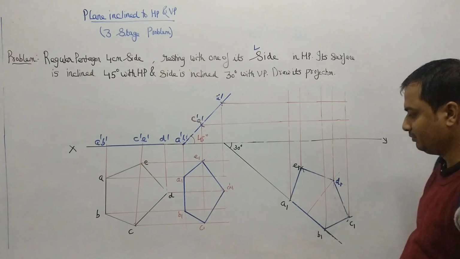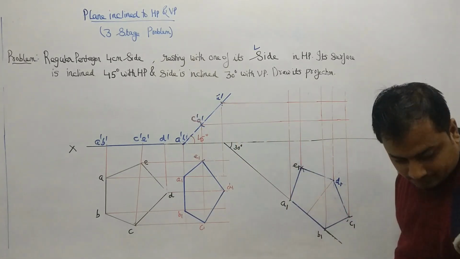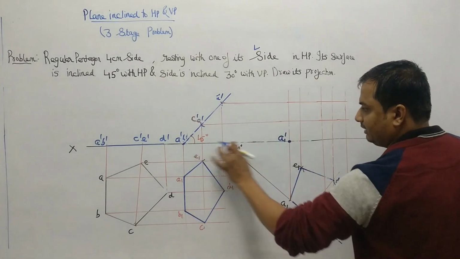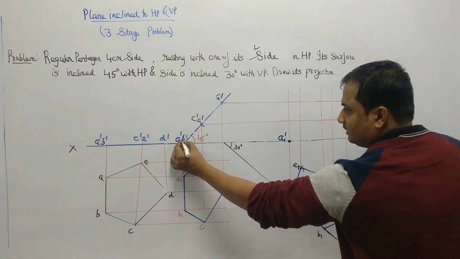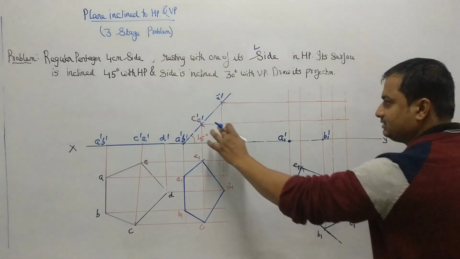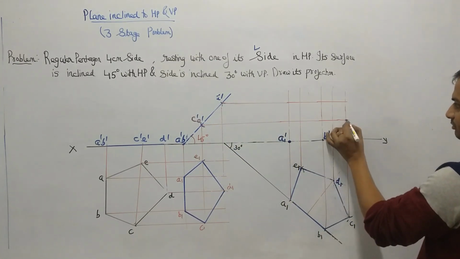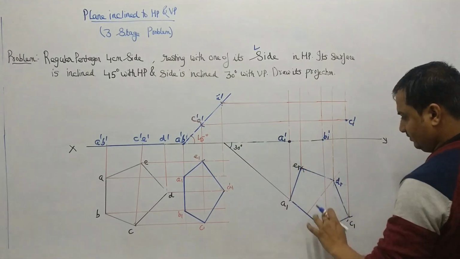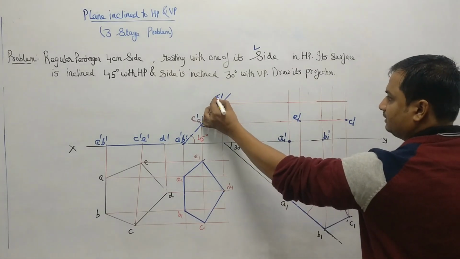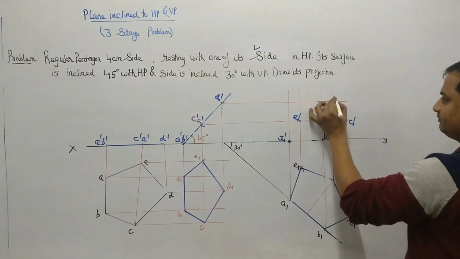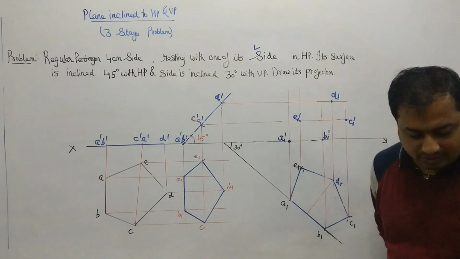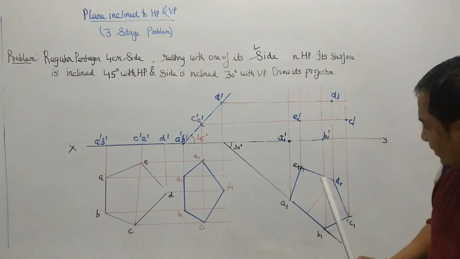So now mark the intersection points. A vertical, A horizontal. This will be my A1 dash. B horizontal, B vertical. This will be my B1 dash. C horizontal, C vertical. So this will be my C1 dash. E horizontal, E vertical. So this is my E1 dash. D horizontal, D vertical. This will be my D1 dash. So I have obtained A, B, C, D, E in the front. I have obtained 5 points in the front. So I will be joining all the 5 points.